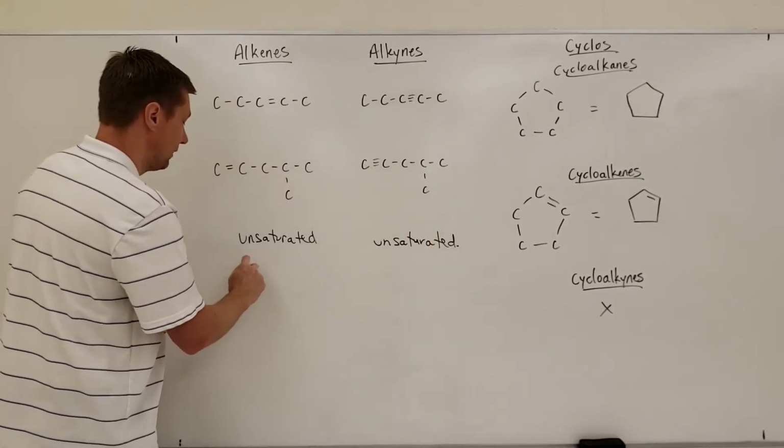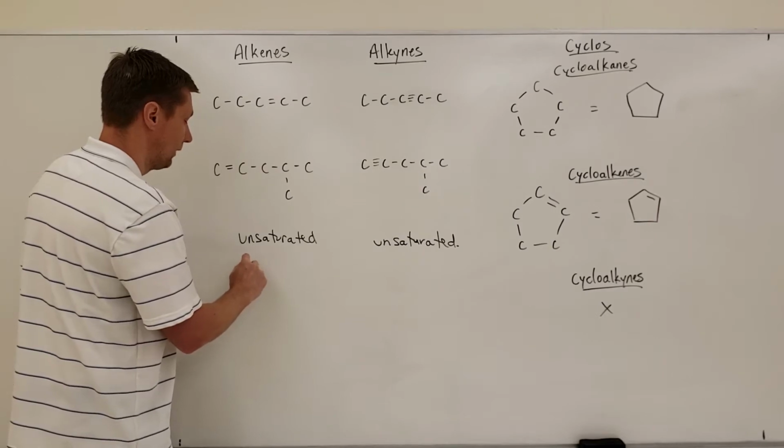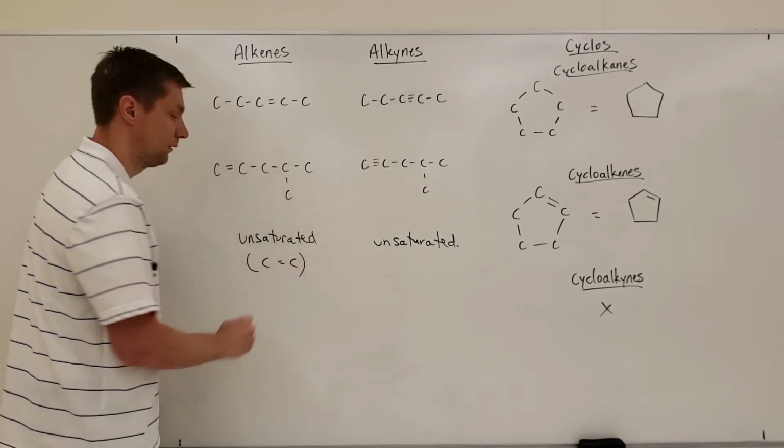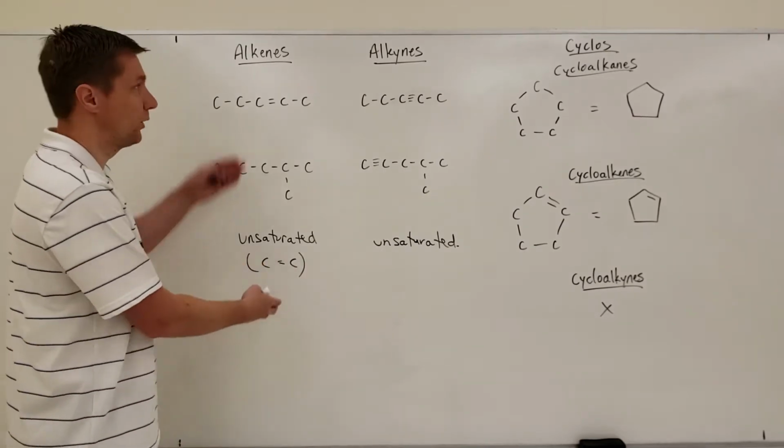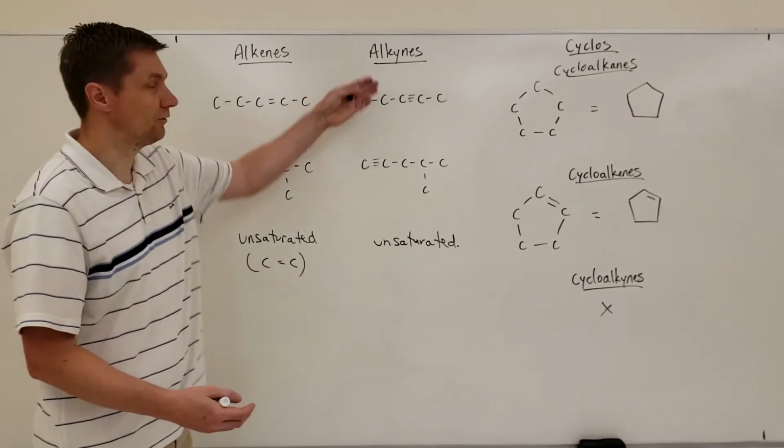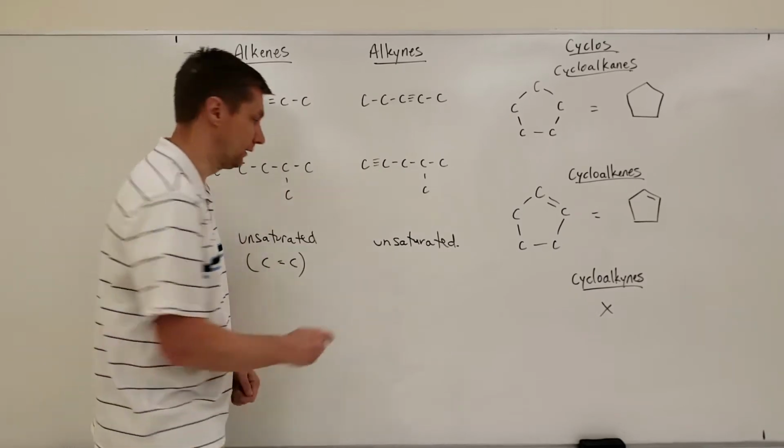And unsaturated means somewhere in there is a carbon-carbon, either double or triple bond. So if it's a double bond, we consider it an alkene. If it's a triple bond, we consider it an alkyne.